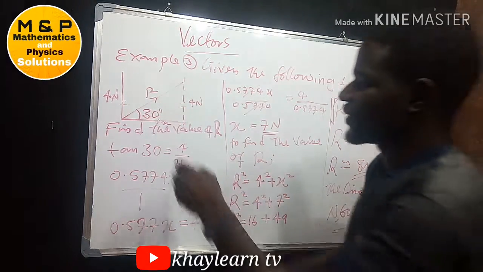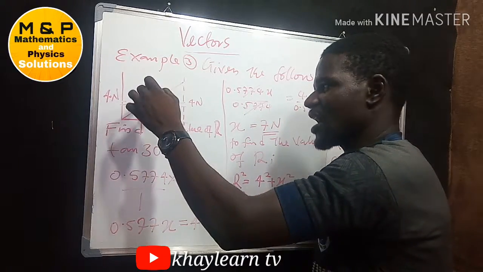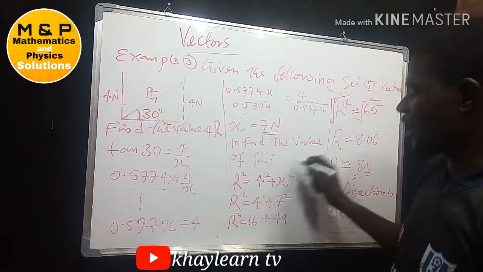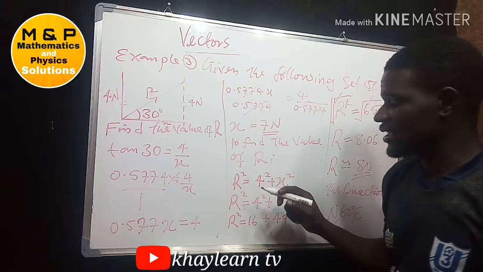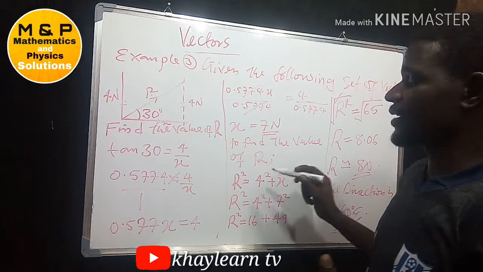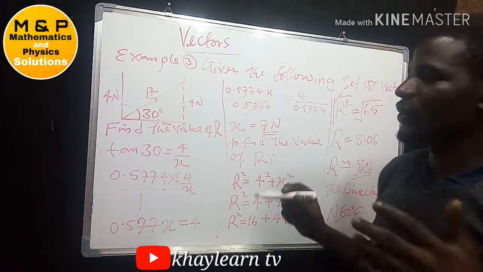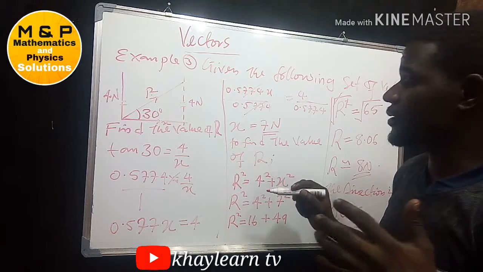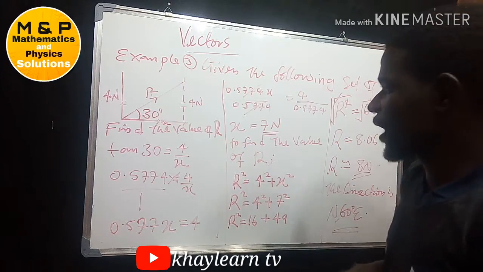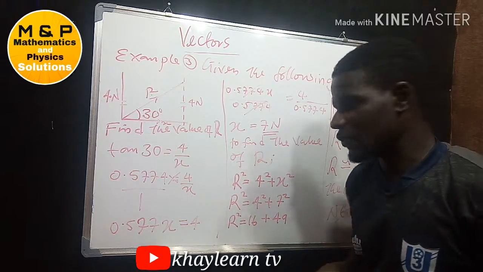Then you now combine this and this to get r. So for us to get the value of r, the resultant, we are going to use Pythagoras theorem that says the hypotenuse side squared equals the opposite side squared plus the adjacent side squared. So the hypotenuse is labeled with the letter r, which is the resultant.